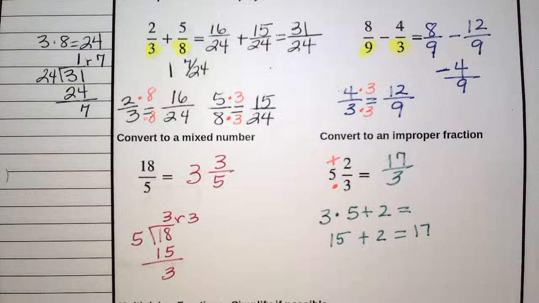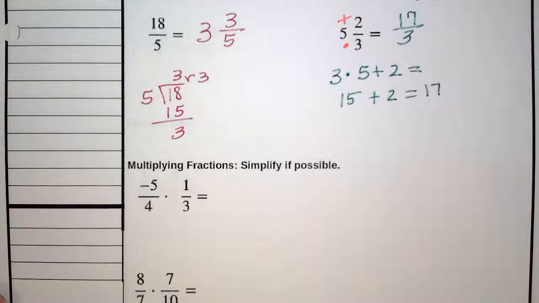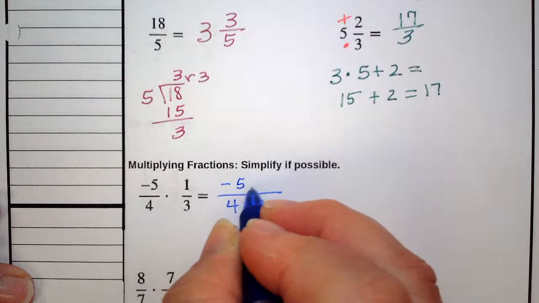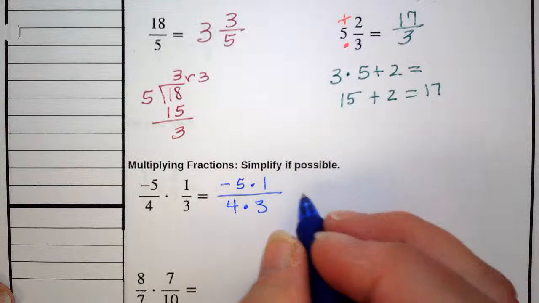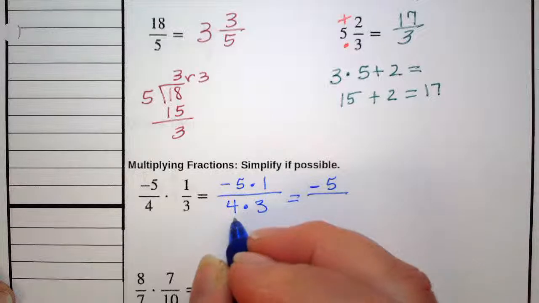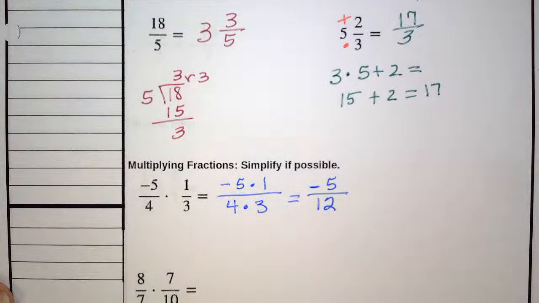Adding and subtracting, you have to have that common denominator. But what about multiplying and dividing? No, you do not. So if we're looking at this, this is the same as 4 times 3 and negative 5 times 1. Multiply straight across. Negative 5 times 1 is negative 5. 4 times 3 is 12. There are no common factors. You cannot simplify. Your answer is negative 5/12.